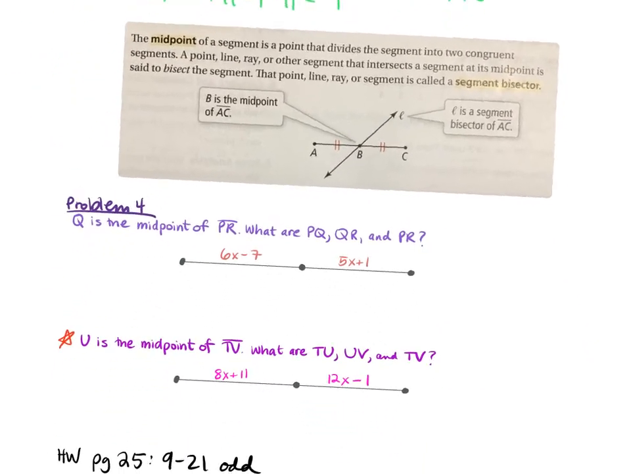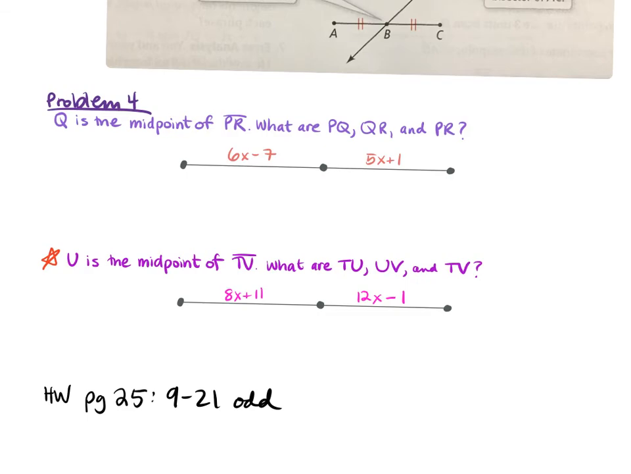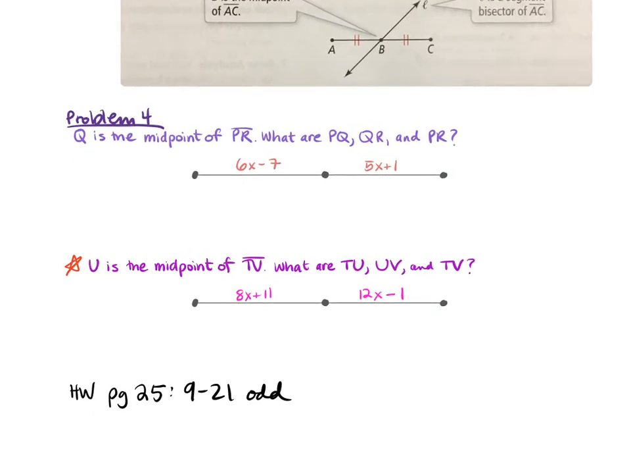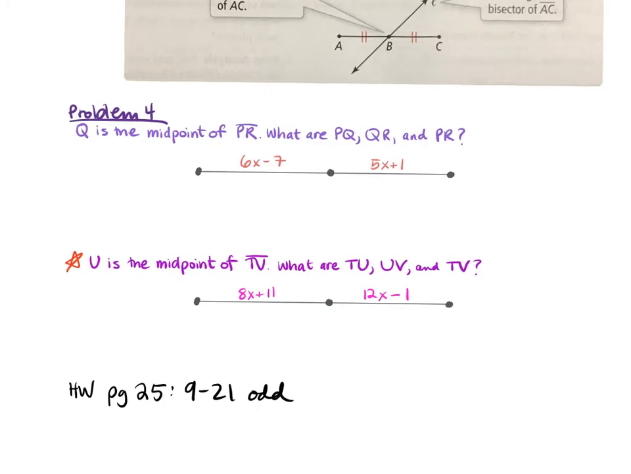Okay, and starting with the practice here, problem 4. If Q is the midpoint of PR, what are PQ, QR, and PR? They didn't actually have to give us any of the lengths. They're just telling us where the midpoint is. I didn't even write the P, the Q, and the R, sorry. Here we go, PR, sorry about that. And then here, the midpoint is U, T, V, sorry about that.